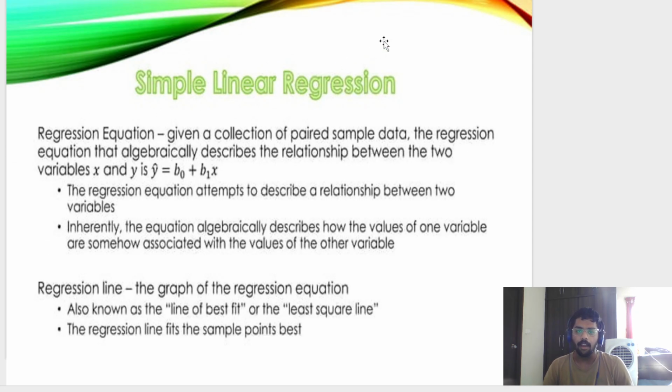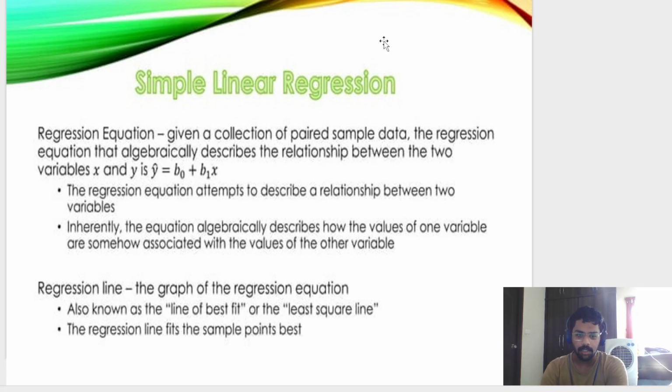Okay, so now about simple linear regression. Now what is the regression equation? When we are given a collection of paired sample data, then the regression equation is an equation that algebraically describes the relation between two variables, that is x and y. So here y cap equals b0 plus b1x.